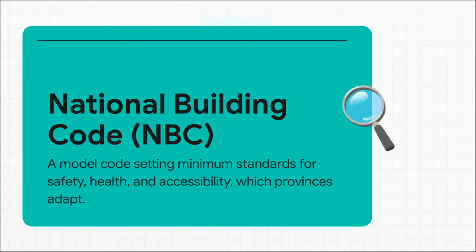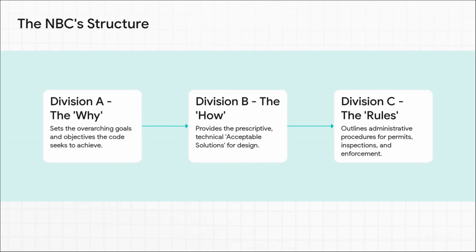So what is the NBC, really? At its heart, it's a model code. Its whole purpose is simple, to set the minimum standards for public safety. It's not the law itself, but it's the blueprint that provinces use to write their own building codes. The real takeaway here? The NBC is all about protecting people. That's its mission.